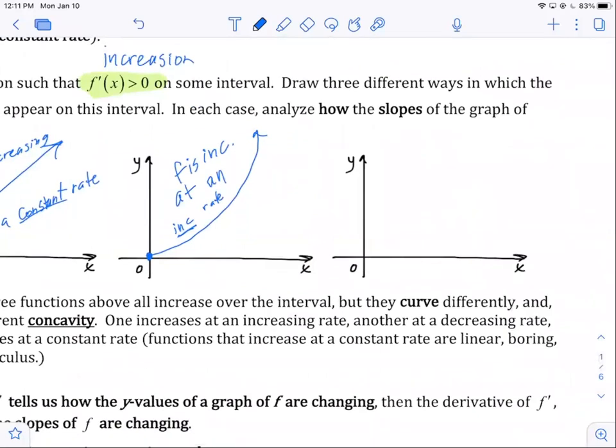All right. Now, the other way, coming out of the origin, is that it can increase at a decreasing rate. F is increasing, sorry, at a decreasing rate.